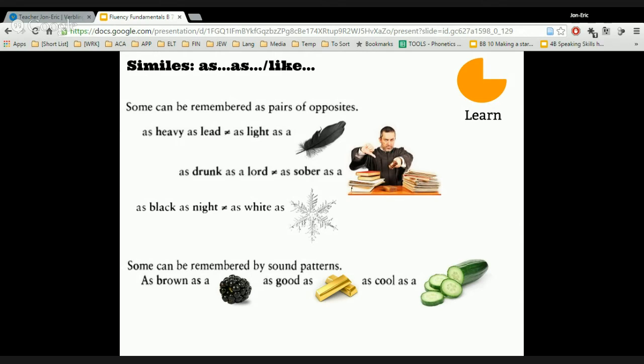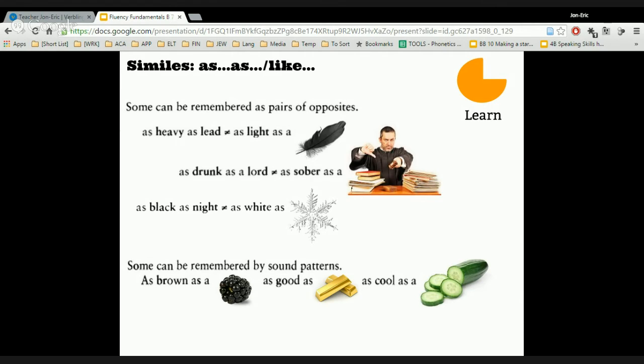As black as night, as white as? As white as snow. Some similes can be remembered by the sound patterns, and that's why they're there. As brown as a? Don't say fruit. Just get rid of the first word. Make it rhyme. Brown as a berry.